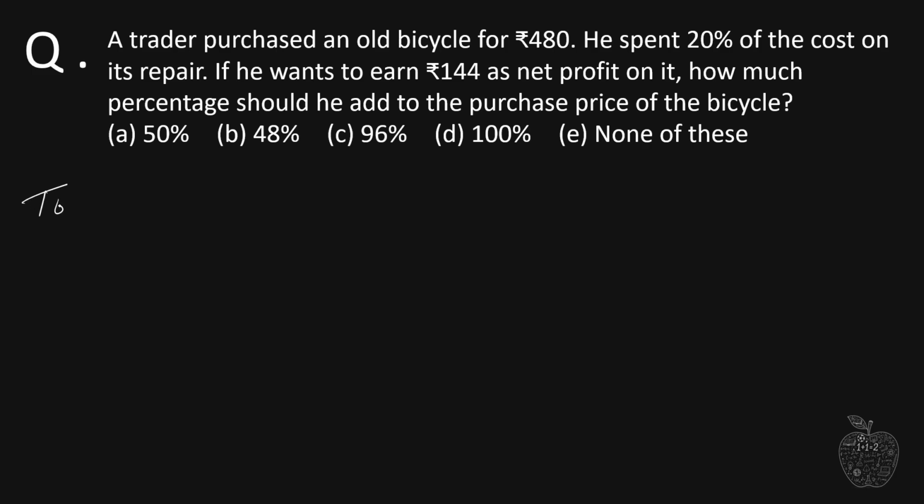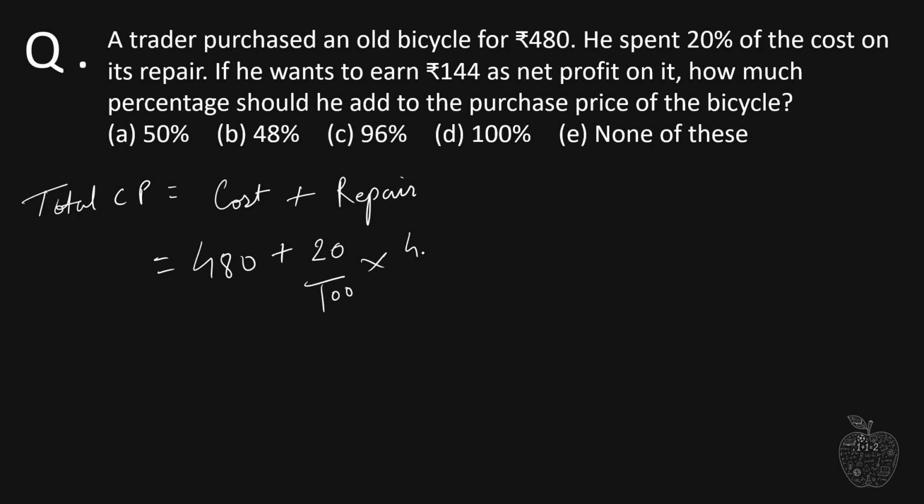So total cost price, total CP will be cost of the bicycle, right, plus the repair cost. All right, so cost here is mentioned 480, and the repair is 20% of the cost price. So 20% of cost price, that is 480. So 2 ones are 2, 5 nines are 45, and we get 576 here.